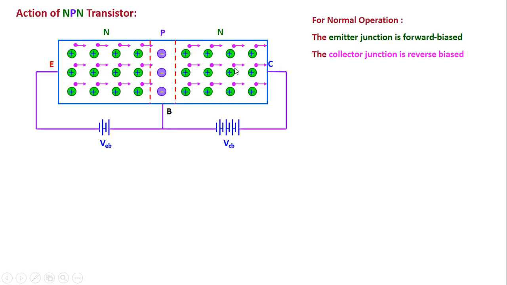The remaining 95% are transferred to the collector due to its reverse bias. Now here, because of these 95% electrons, we get the collector current. Meaning base current we get because of 5% of the majority charge carriers, and collector current we get because of 95% of the majority charge carriers. So we can write here: emitter current is equal to base current plus collector current.